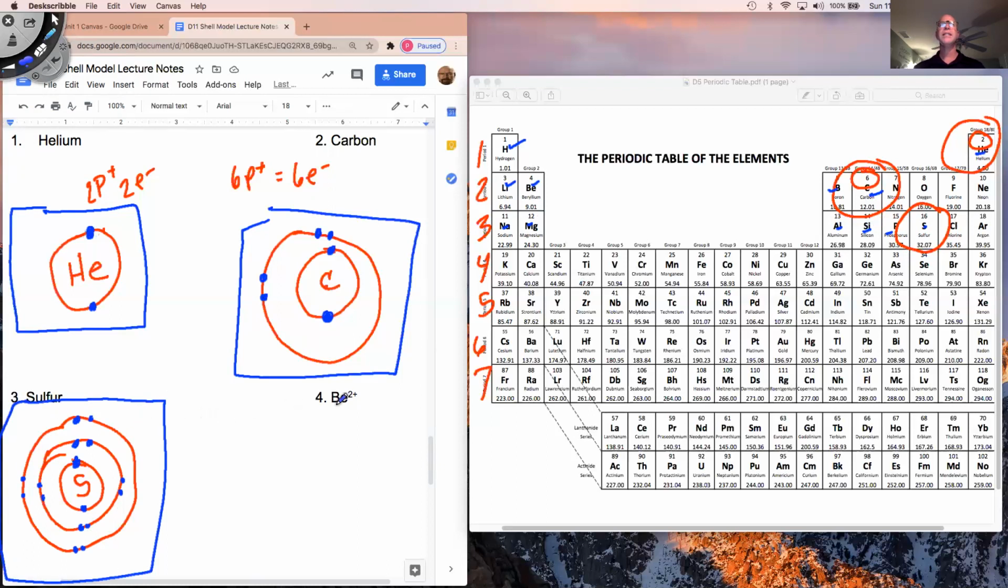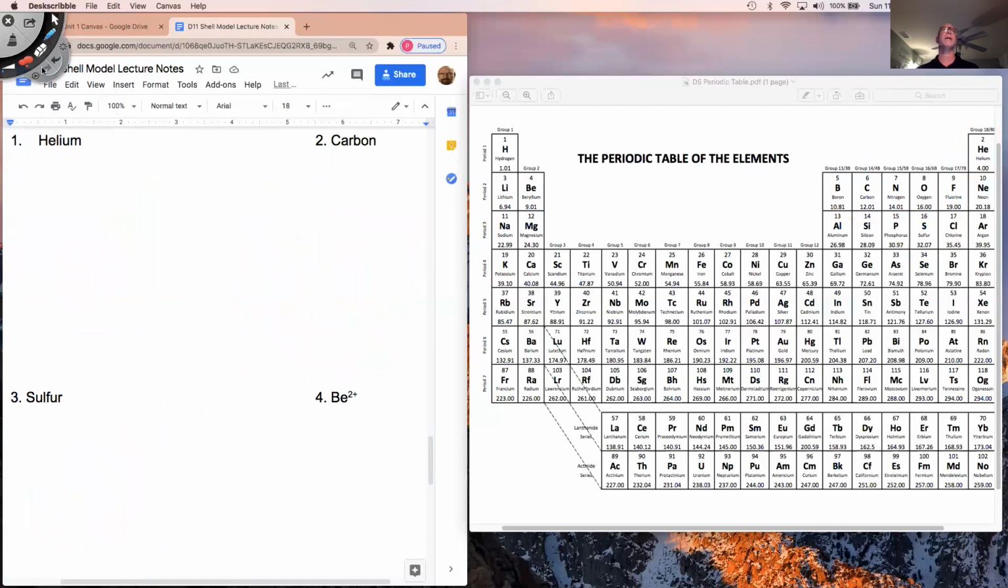So let's take a look at beryllium. Beryllium, ladies and gentlemen, last one we're going to do. This one has a charge of +2. Notice that +2. Here's beryllium right here. All right, there's beryllium. How many protons does beryllium have? Well, beryllium has 4 protons. But this beryllium right here has a +2 charge. What is that? Oh my gosh, let's go back.